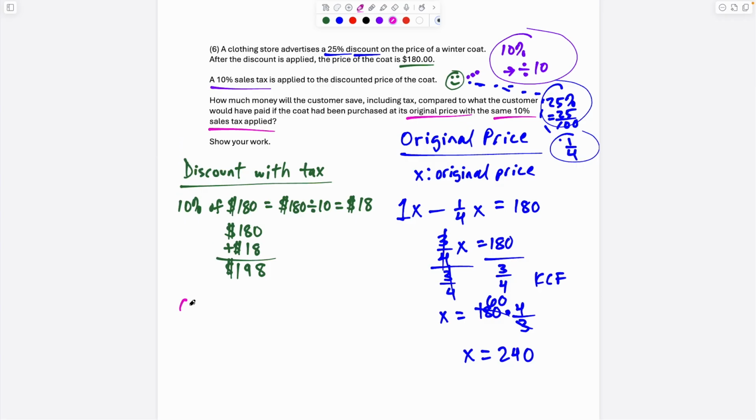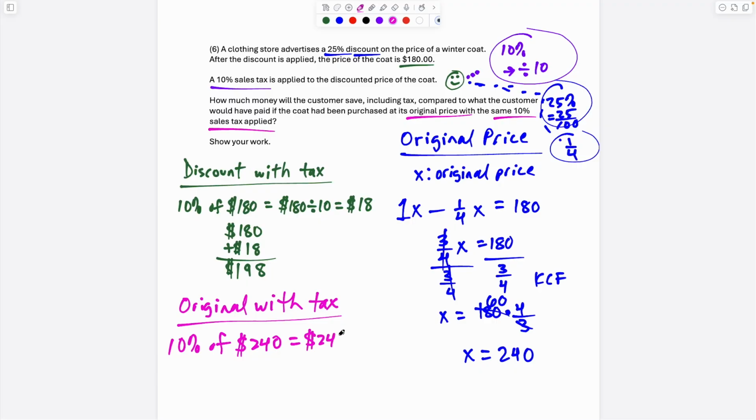So now the original, okay, so I'm going to say here, the original price with tax. That's what we're going to find here. So now we're going to take 10% of the original price we found was $240. And this, I'm just going to take $240 and divide it by 10. Okay, remember, that was the shortcut. The anchor percent, 10%, we just divide by 10 to find 10%.